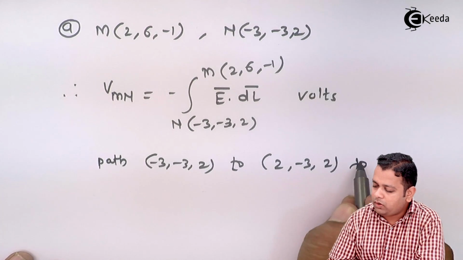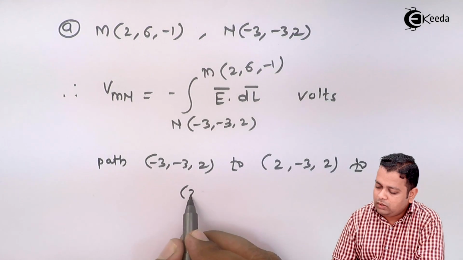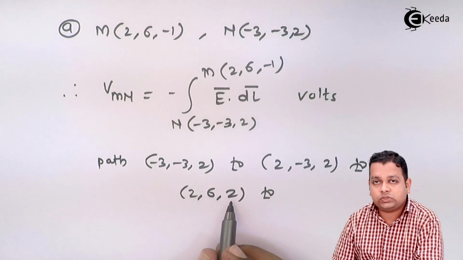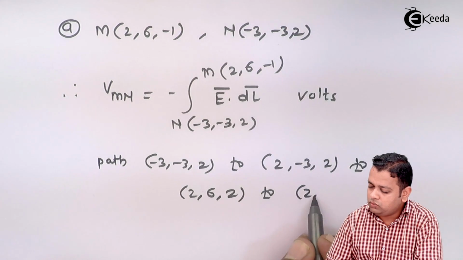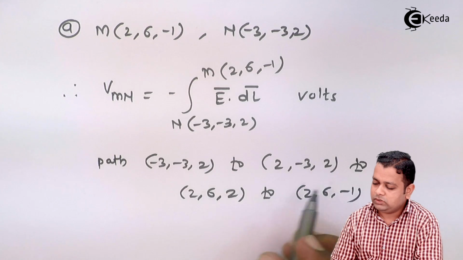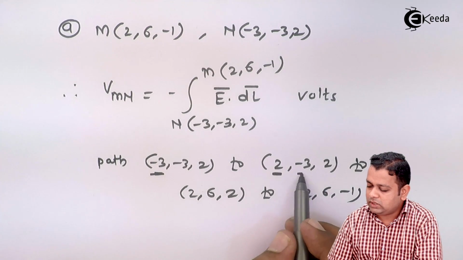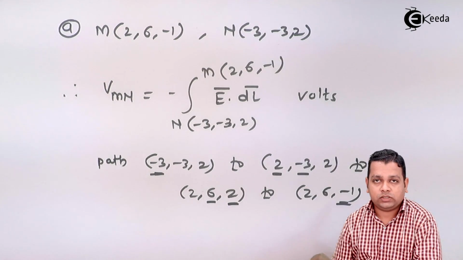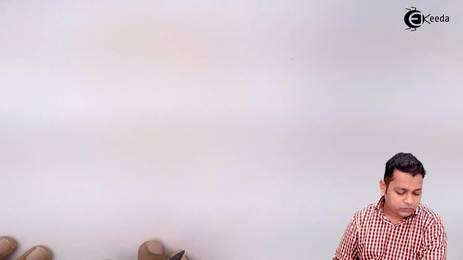Now from (2, -3, 2) we shall be changing the y coordinate. It will be (2, 6, 2), and after (2, 6, 2) we shall be changing the z coordinate. So we shall be making (2, 6, -1). So here it is the change, -3 to 2. Here it is the change, -3 to 6, and here it is the change, 2 to -1. So this way we can split this integral in 3 terms and solve it for the potential difference value.